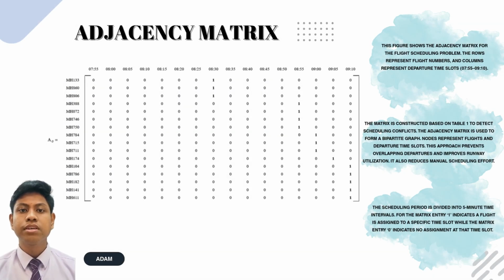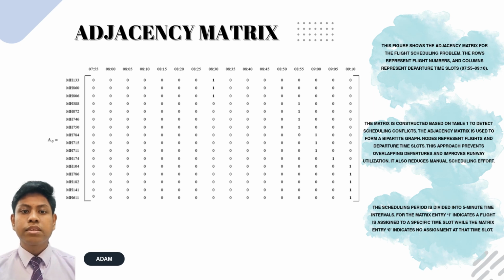Next, this figure illustrates the adjacency matrix used in this scheduling problem. In this matrix, the rows represent flight numbers while the columns represent departure time slots, which are divided into fixed 5 minute intervals. An entry of 1 indicates that a particular flight is assigned to depart at the corresponding time slot, whereas 0 indicates that no departure is scheduled at that time.